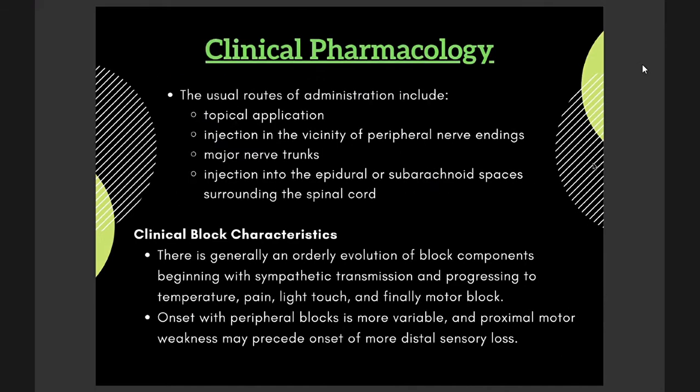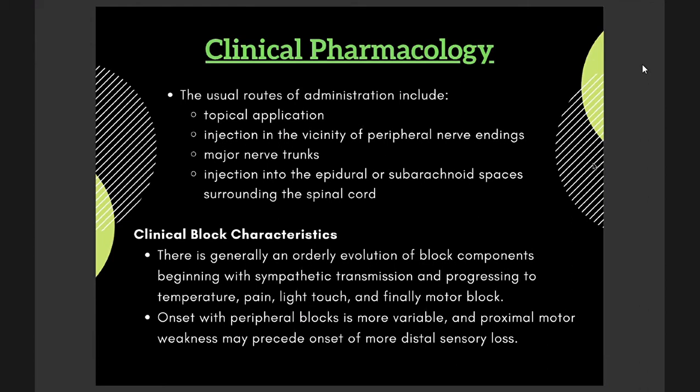The usual routes of administration include topical application, injection in the vicinity of the peripheral nerve endings, major nerve trunks like your brachial plexus block, and injection into the epidural or subarachnoid space surrounding the spinal cord. When you give your local anesthetic into the epidural space, you will have epidural anesthesia. If you give it into the subarachnoid space, it is known as spinal anesthesia.